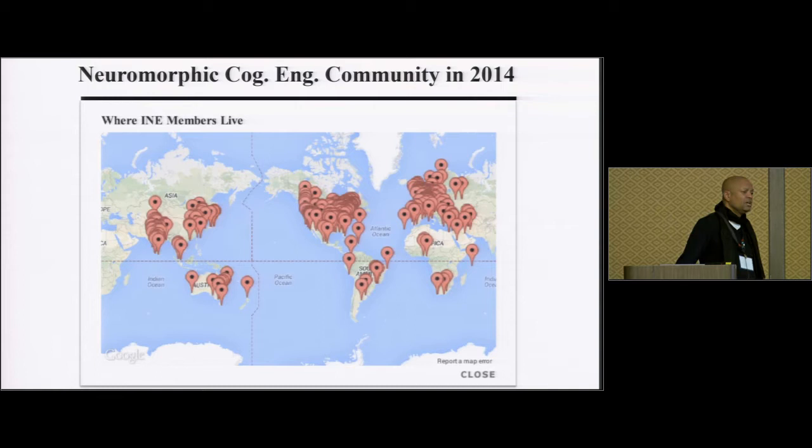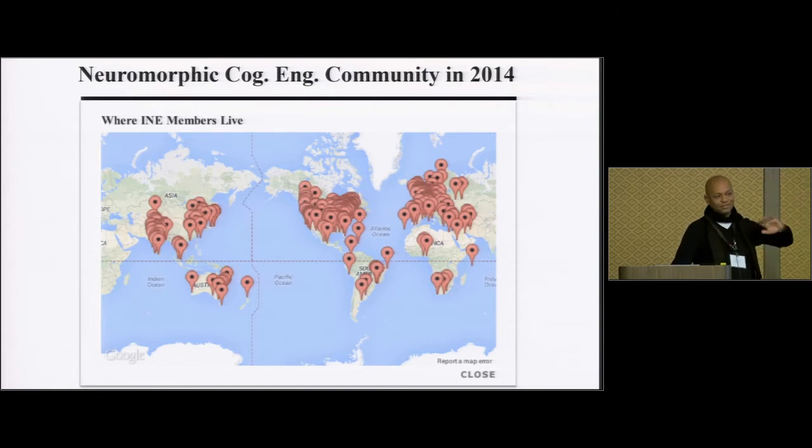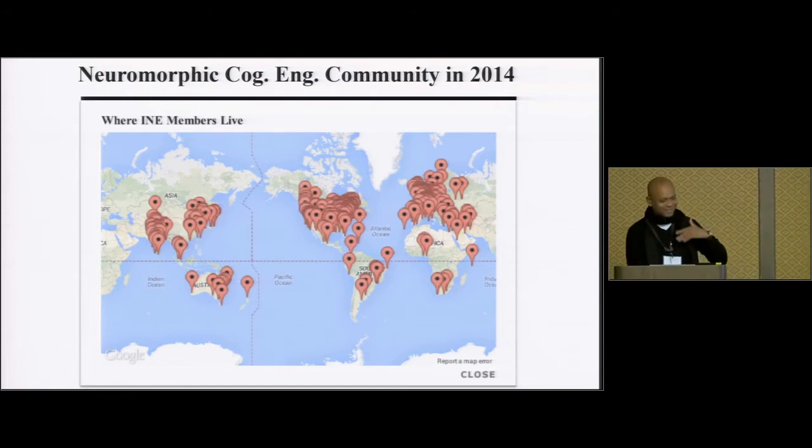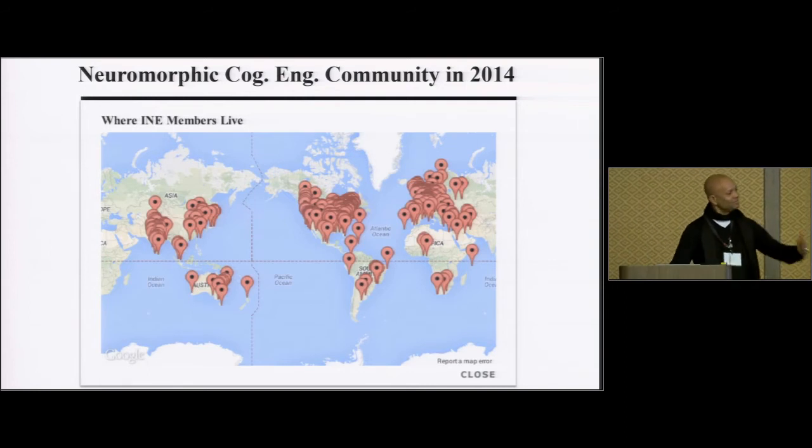Each one of these little knobs is actually multiple groups. As you can see, there's one little knob in the middle of the Indian Ocean right there, and that would be me. I come from the Seychelles, and I've actually given a talk on neuromorphic engineering to people there. Not that anybody's doing neuromorphic engineering there, but I have tried to sell it to the masses.